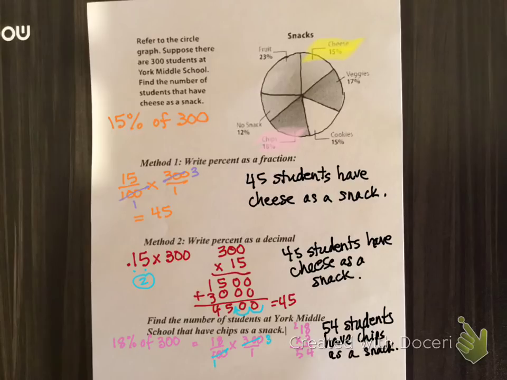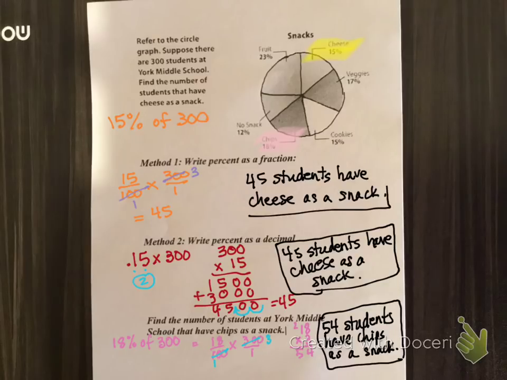Okay, and you can do this problem just as easily with decimals if you feel like it. But again, because the denominator 100 would go in perfectly evenly into 300, I just thought, ooh, I feel like doing that.